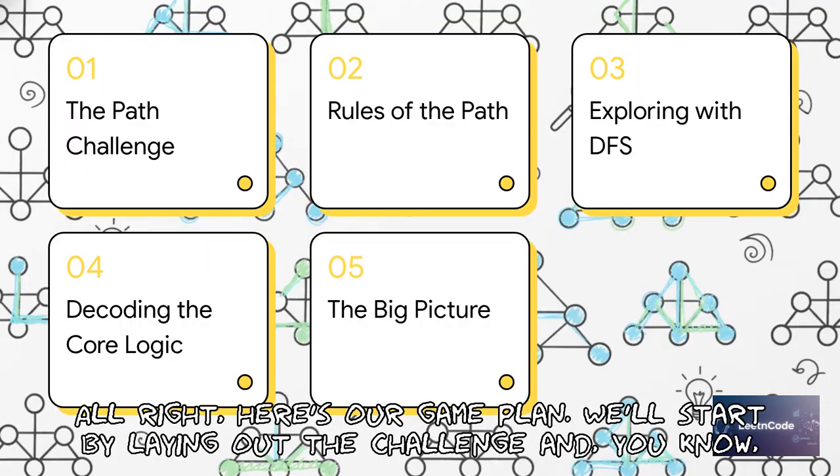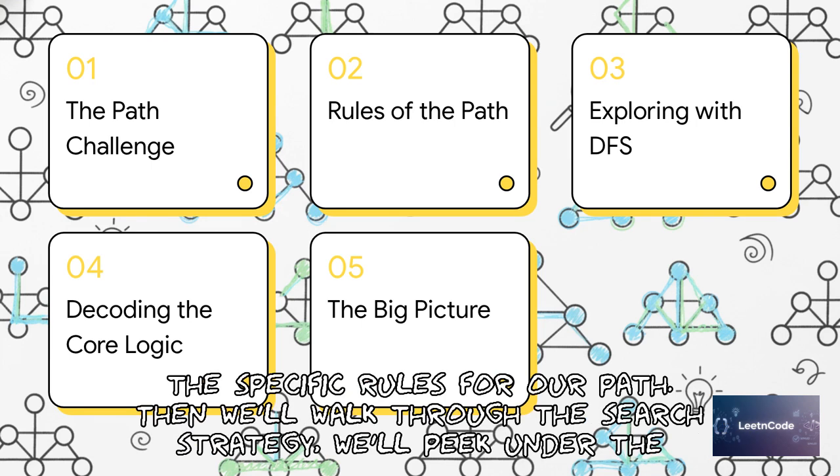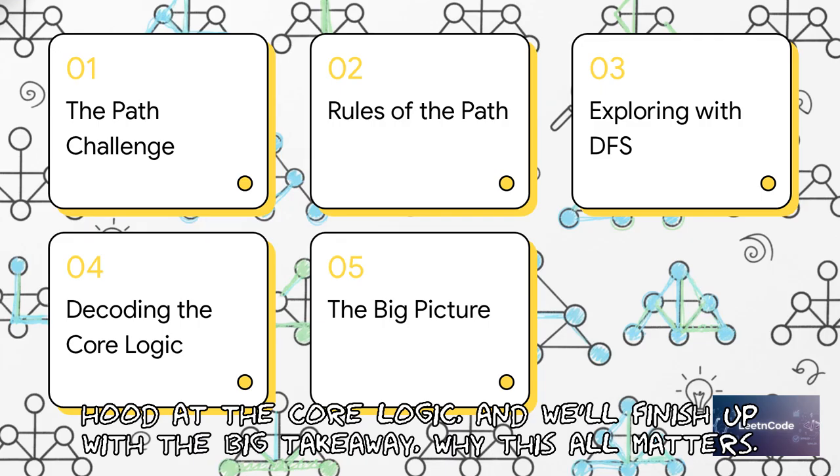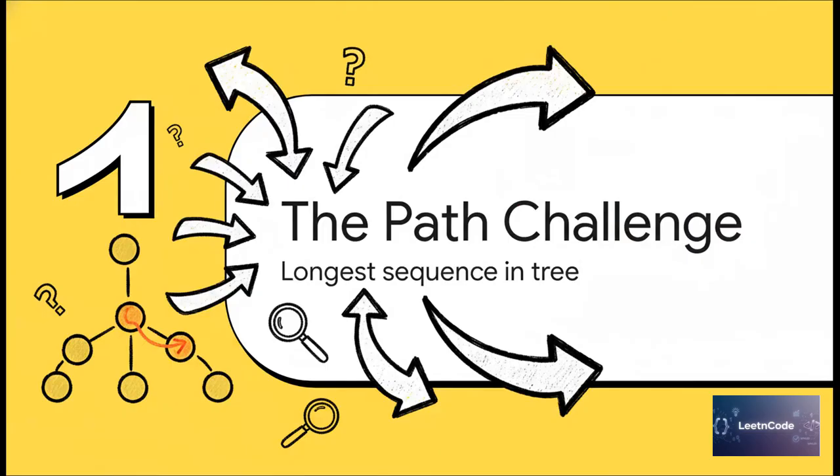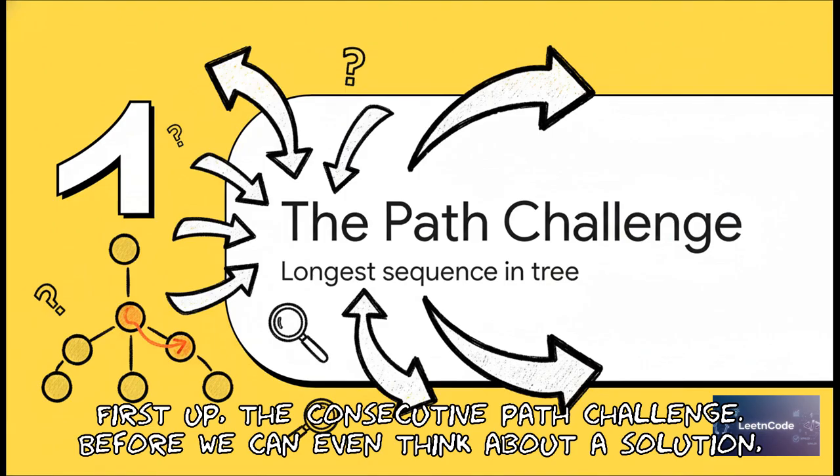All right, here's our game plan. We'll start by laying out the challenge and the specific rules for our path. Then we'll walk through the search strategy, we'll peek under the hood at the core logic, and we'll finish up with the big takeaway, why this all matters. First up, the consecutive path challenge.